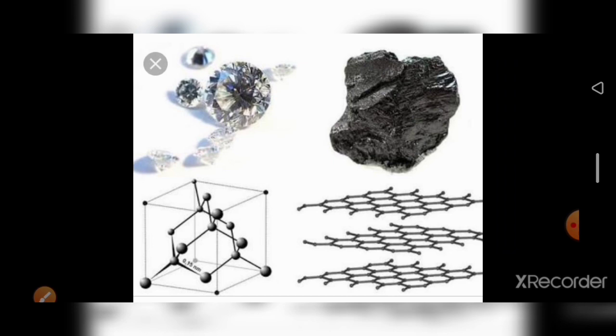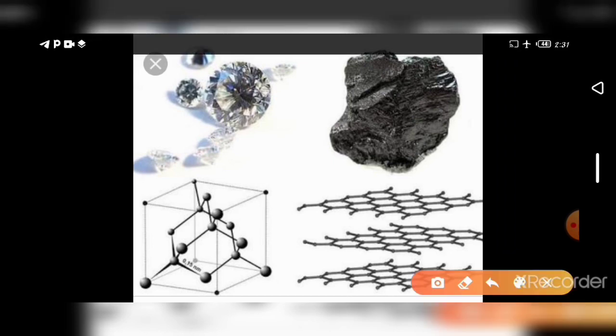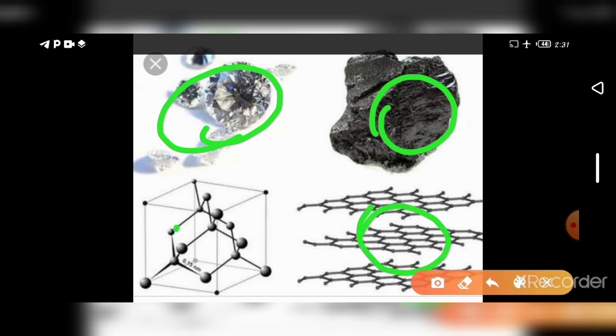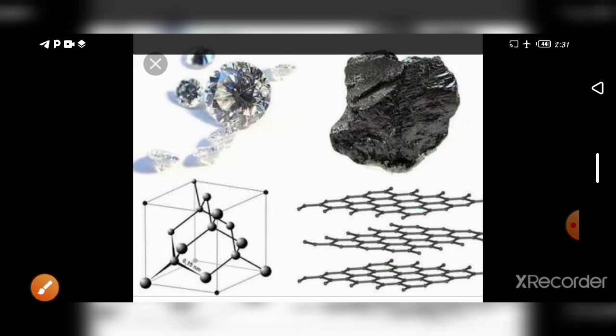You know very well we have already seen graphite and diamond. See here, this one is graphite. This one is diamond. The structure of graphite is this one, and the diamond is this one. Diamond is tetrahedral in nature. Next we go on; in lower classes we studied only this.